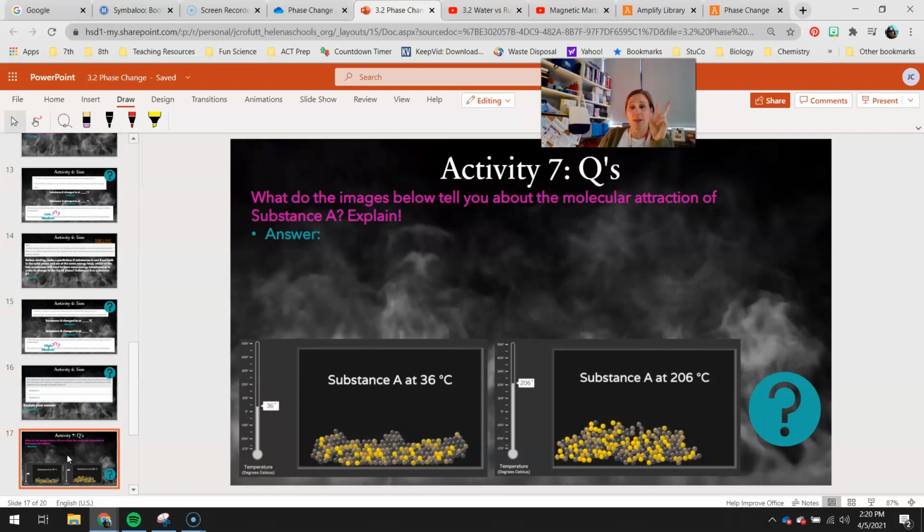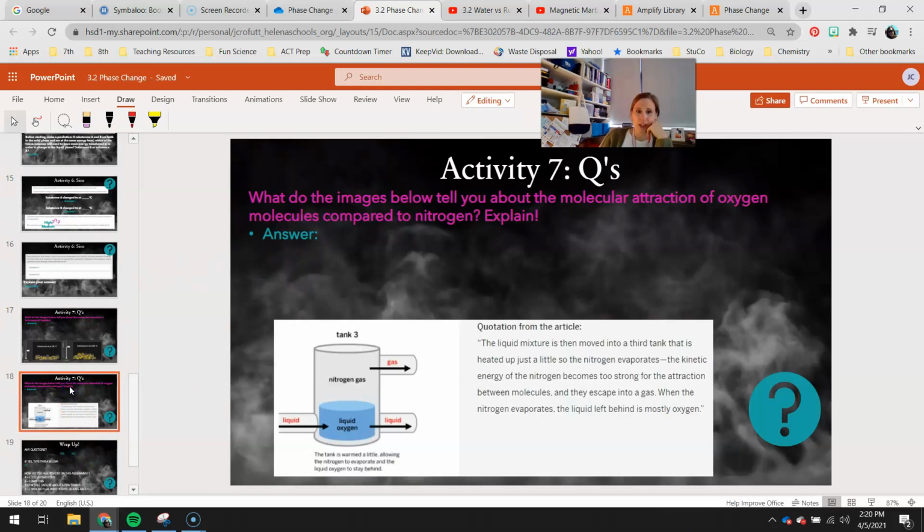All right, final part, you guys have 2 questions to answer. What do the images below tell you about the molecular attraction of substance A? So you guys can see substance A at 36 degrees and substance A at 206 degrees. So this one's significantly hotter. Looks like both of them are still acting like a solid. You guys can tell the difference in their kinetic energy, but what does that tell you about the attraction of A?